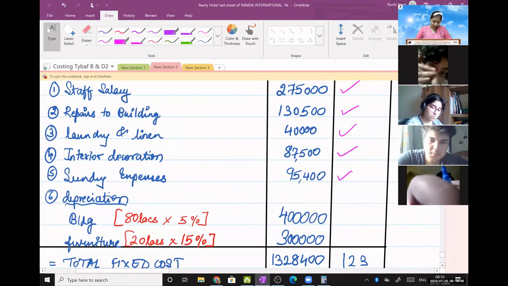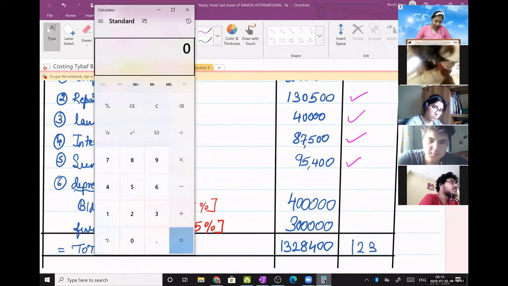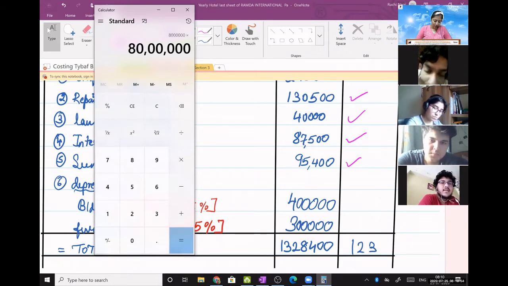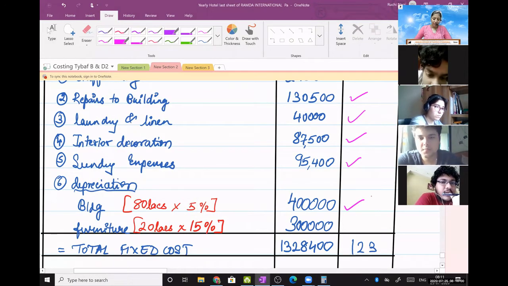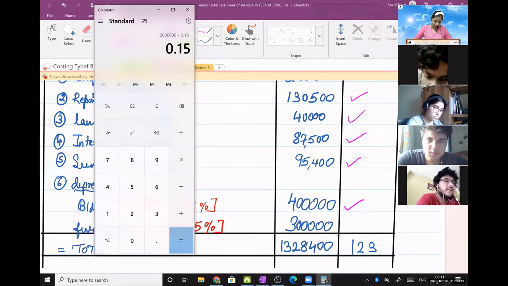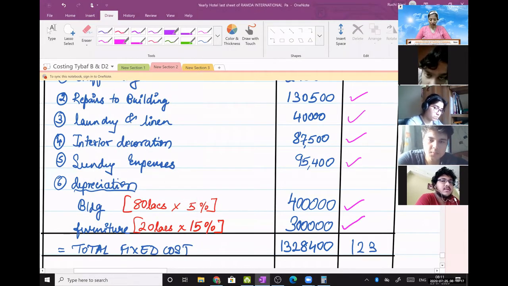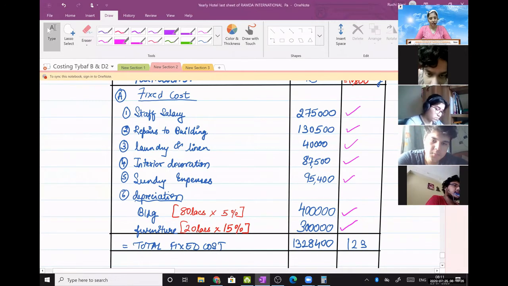Then depreciation: 80 lakhs at 5% makes it 4 lakhs. Okay, 80 lakhs, 5% is 4 lakhs. Then furniture, 20 lakhs at 15% makes it 3 lakhs. So this is my fixed cost.